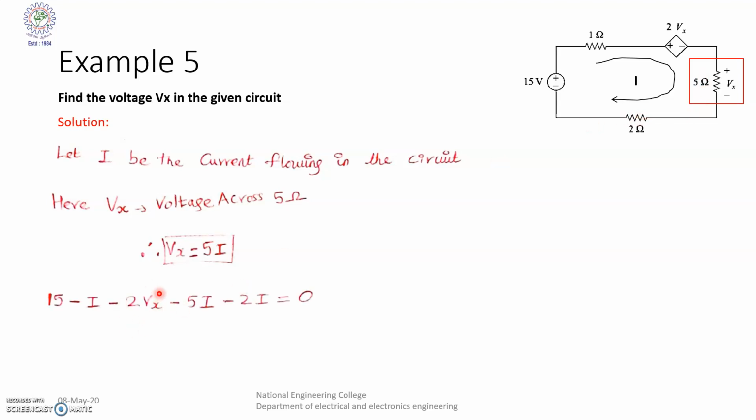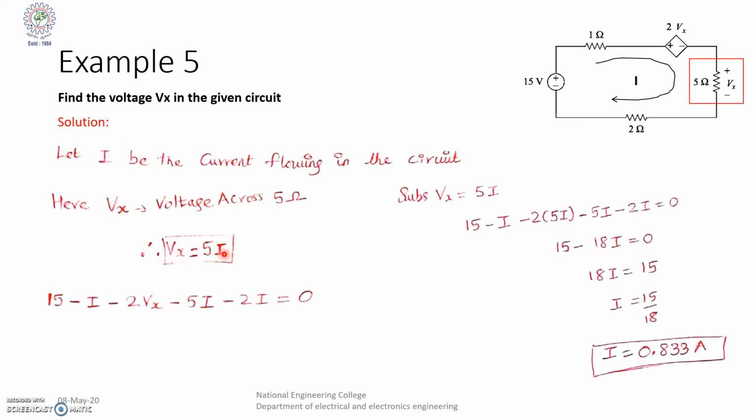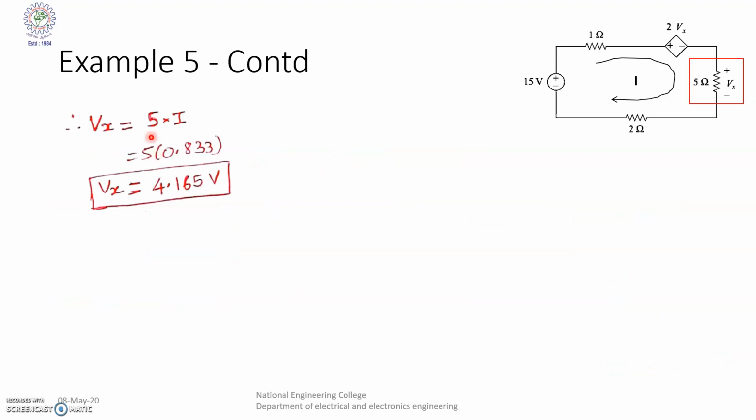So here just substitute the value of Vx as 5I, and the equation will become like this. So just solve the equation. So the answer will be 15 minus 18I is equal to 0. From there I is equal to 15 by 18. So the total current is I equal to 0.833 ampere. So we already know Vx is equal to 5I. So just substitute I equal to 0.833. The answer will be nearly 4.165 volts. So this is the value of Vx.